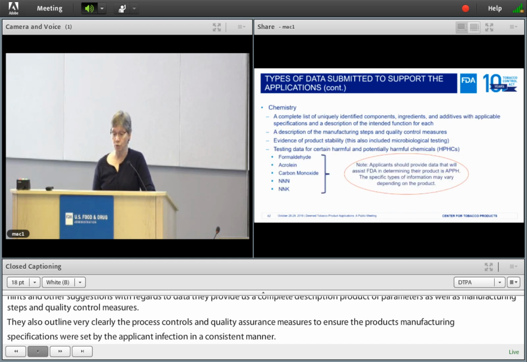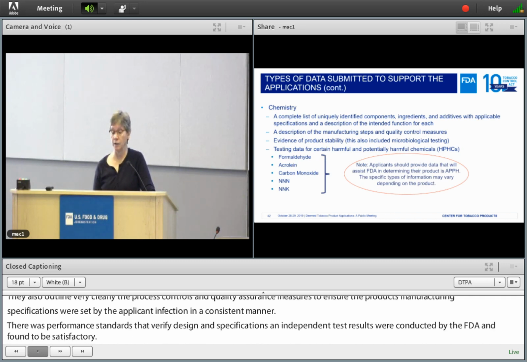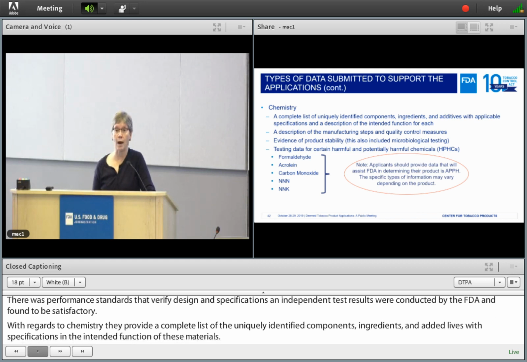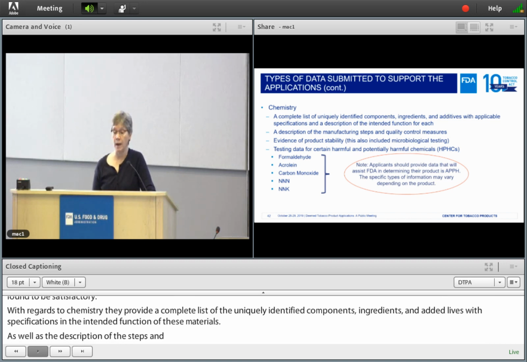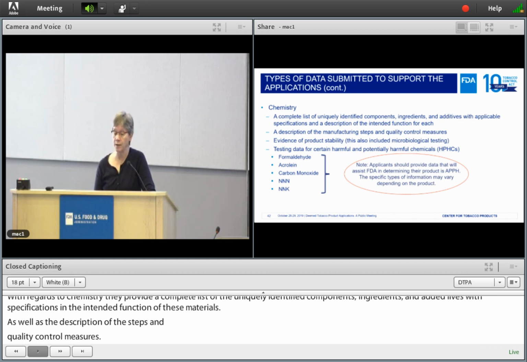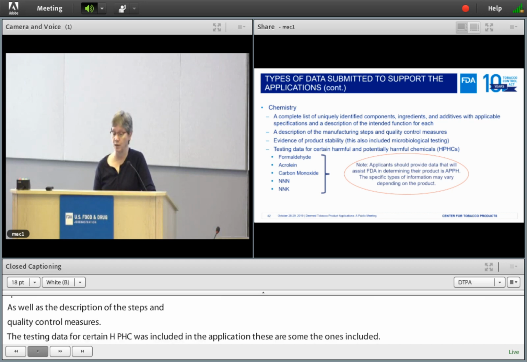With regards to chemistry, they provided a complete list of the uniquely identified components, ingredients, and additives with applicable specifications and a description of the intended function of each of these materials, as well as a description of the steps and the quality control measures, and evidence of product stability, including microbiological testing. The testing data for certain HPHCs was included in the applications. These are some of the ones that were included, but I have the note here: applicants should provide data that will assist FDA in determining their product as a PPH, and the specific types of information needed may vary depending upon the product type.